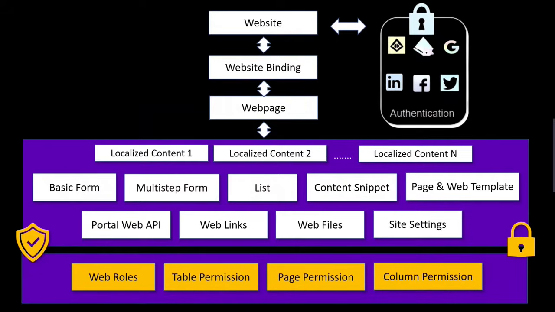Every time your customer or client asks you to display something on the portal, the first thing that should strike your mind is that you have to create the web page first. Then later you decide whether to use forms, a list, or custom HTML on the portal. But first you need to have the web page. Now the web page is connected to the localized content, the fourth item in this picture.